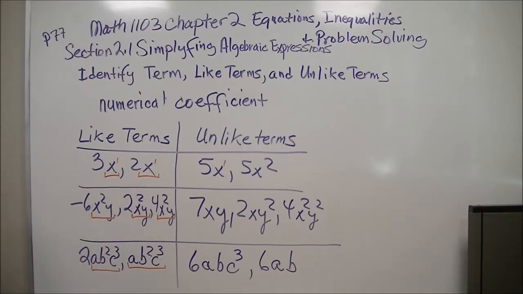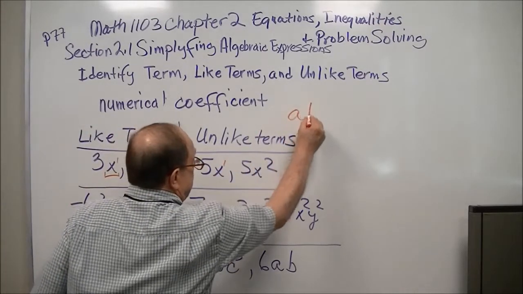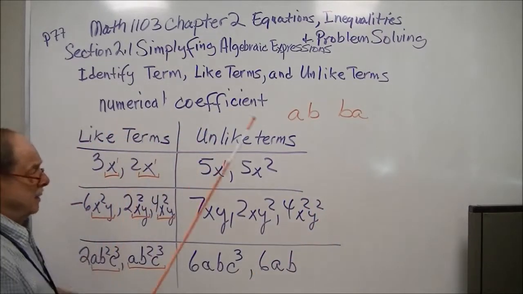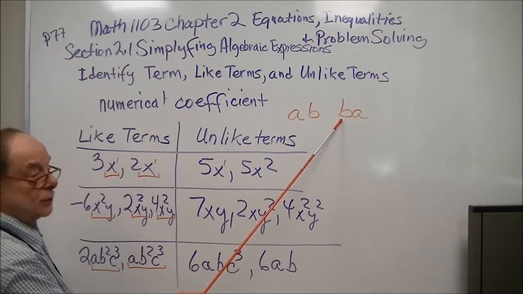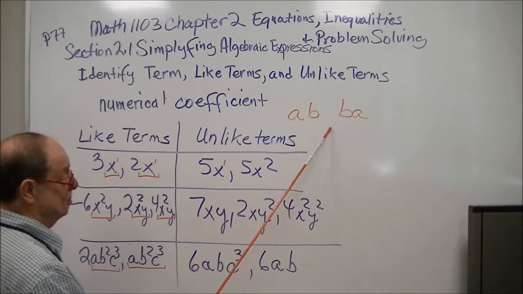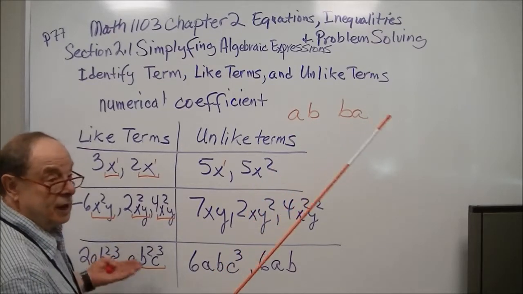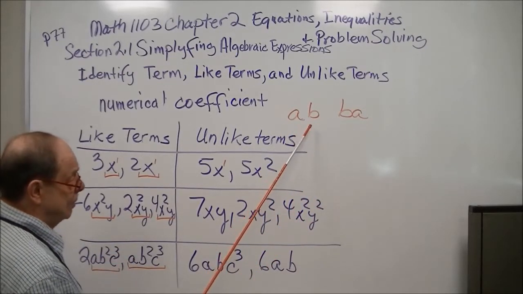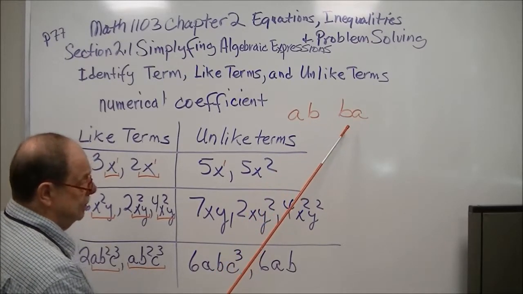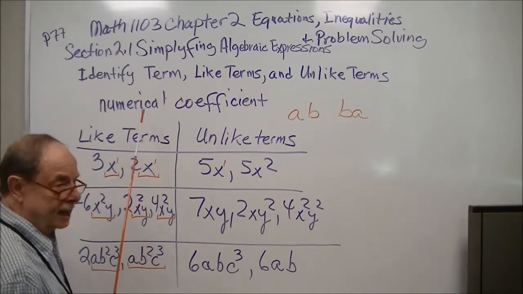Like terms have exactly the same variable. Now, when I said this before, let me go over this. If you have something like AB and BA, these would be like terms, but are they exactly the same? Well, no, but because of the commutative property, we know they can switch around. So even though the letters aren't in alphabetical order here, we try to keep them in alphabetical order. These would be like terms.